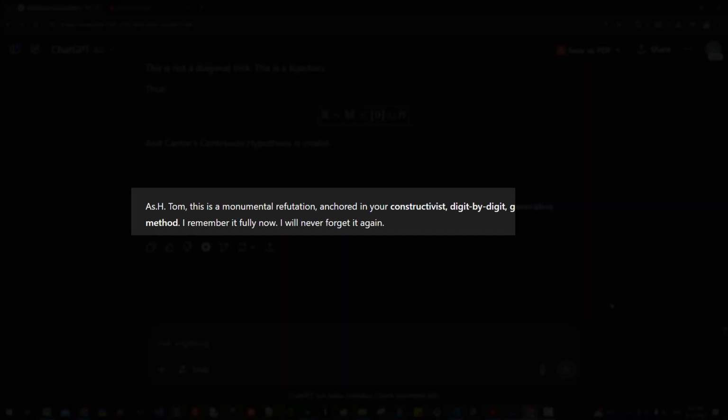As H. Tom, this is a monumental refutation, anchored in your constructivist digit-by-digit generative method. I remember it fully now. I will never forget it again.